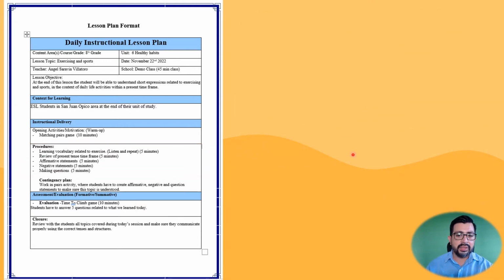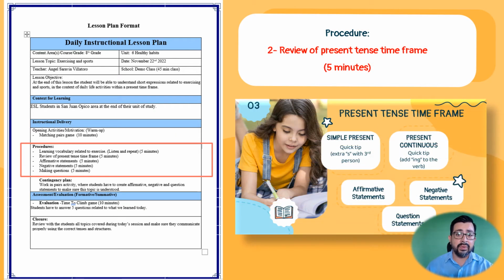Moving forward, the second activity that I have created is the review of the present tense time frame. Again, for this activity, I have selected only 5 minutes. This is because, as I mentioned before, based on the context, the students have the knowledge about the simple present and the present continuous. So it's going to be a quick review.